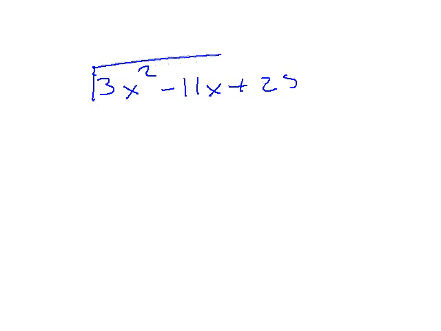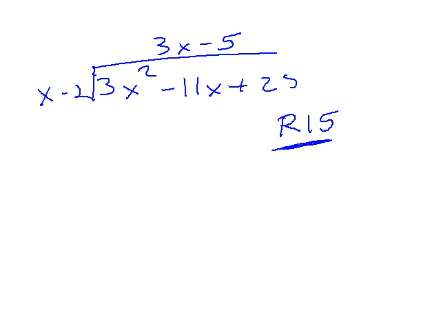So when we had the two examples from before, we divided the 3x squared minus 11x plus 25, and we divided it by x minus 2. In this case, we got another polynomial, 3x minus 5. That's right. And we had a remainder of 15. Because we have a remainder that's not 0, this 2 is not a root of the polynomial.